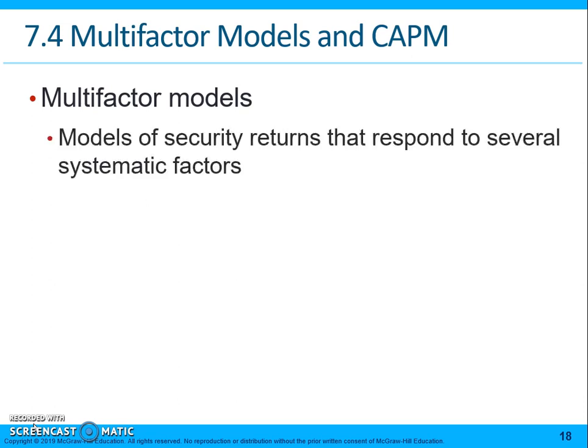So the idea of multi-factor models is that the CAPM does not explain everything. In these models, the security returns are explained by many systematic factors. So we have inflation, business cycle, the direction of the market, and others as well. So political factors, and so forth. So multi-factor models attempt to capture this.